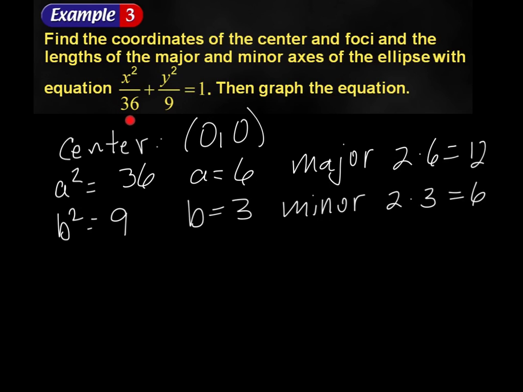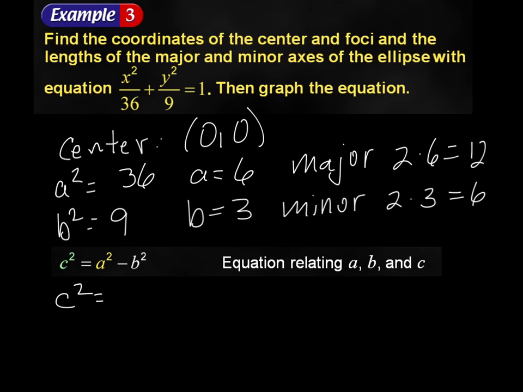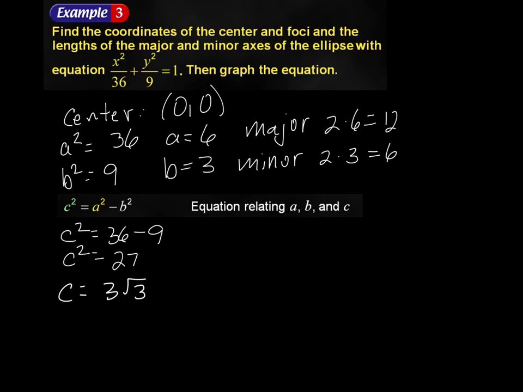And because the number underneath the x squared was biggest, we know it's going to be horizontal. To find our foci, we need to find c. So we're going to have c squared equals 36 minus 9. Oh, this is lovely. So c squared is 27. So c is a nice even number.